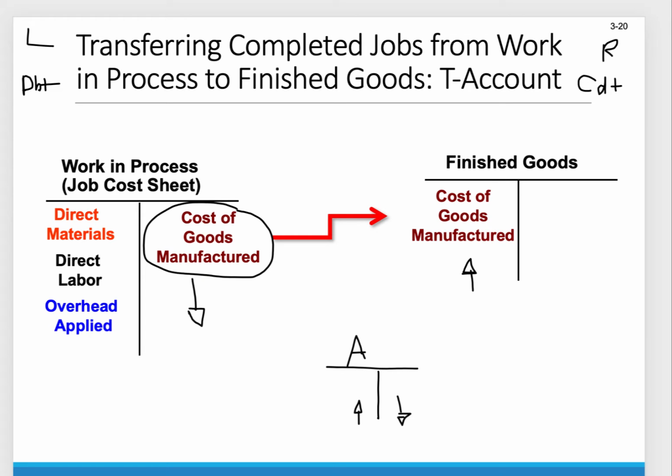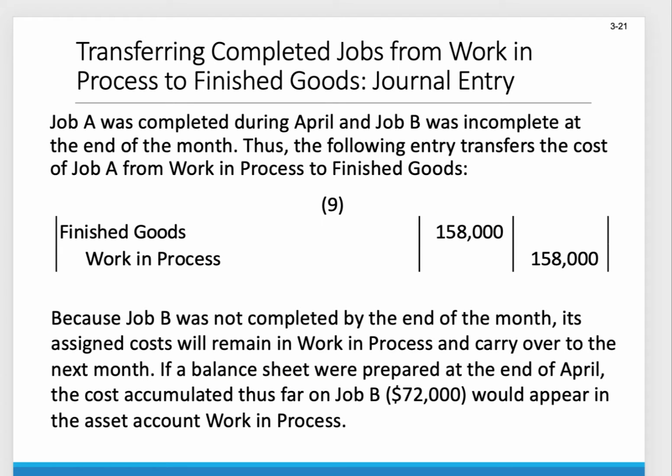So let's see an example, right? Let's put some numbers to it. All right, job A has been completed during April. Job B was incomplete at the end of the month. Thus, the following entry for the costs from job A from work in process to finished goods. So 158,000 of WIP leaves WIP and goes into finished goods. Okay? Remember, job B not completed yet. Okay? So guess what? We're going to have costs still remaining.